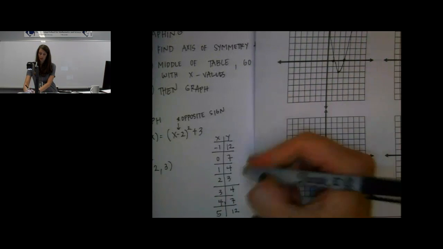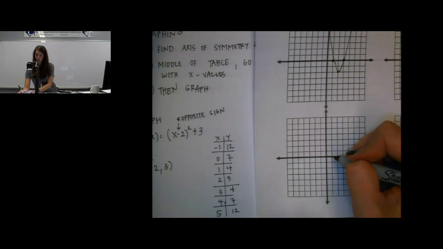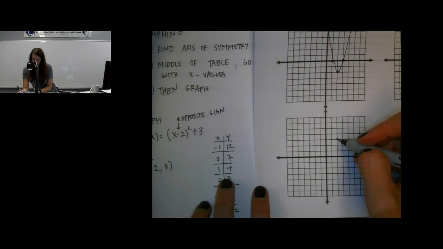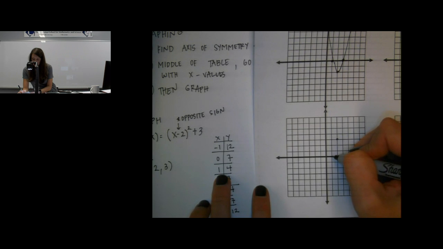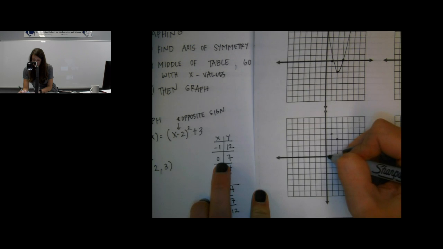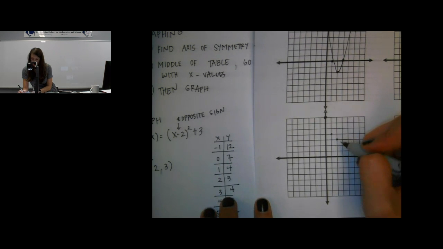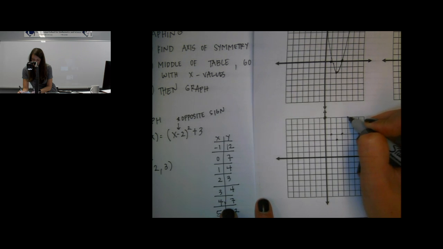So my vertex is 2, 3. So 1, 2, up, 1, 2, 3. And then 1, 4, 0, 7. 1, 2, 3, 4, 5, 6, 7. Can't get that one on there. And then at 3, you're going to be at 4. And then at 4, you're going to be at 7.